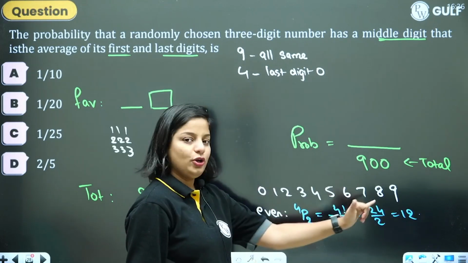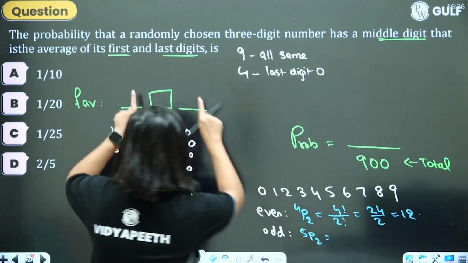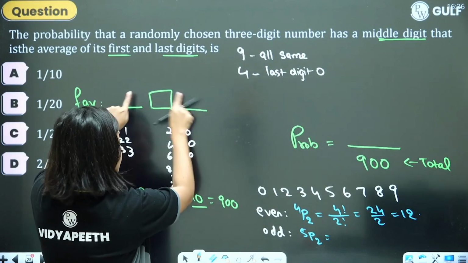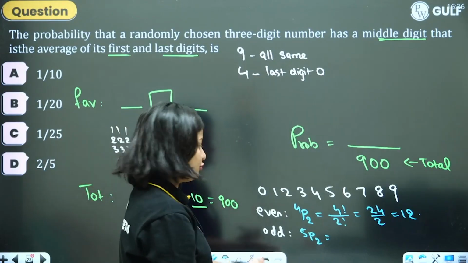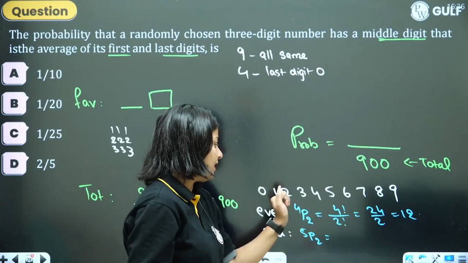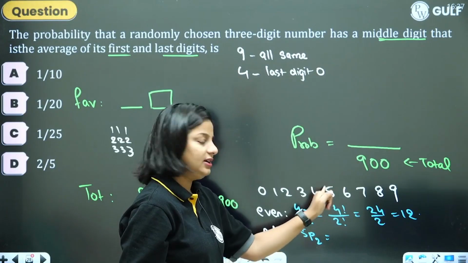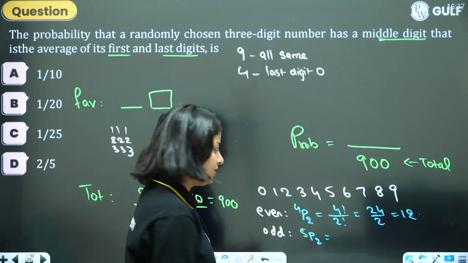Odd numbers. How many odd numbers are there? 5 numbers. Out of 5, how many numbers do we have to select? We have to select 2 numbers such that the middle one is the average. Like 1, 3. It can be 1, 5, 1, 7, 1, 9. It can also be 3 and 7. 3 plus 7, 10 divided by 2, 5. So there are various possibilities.